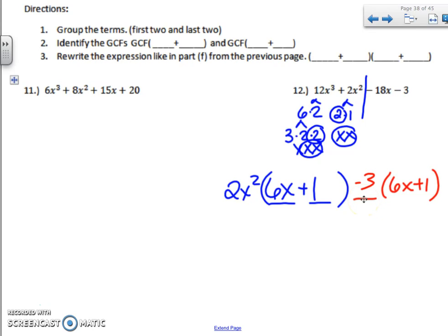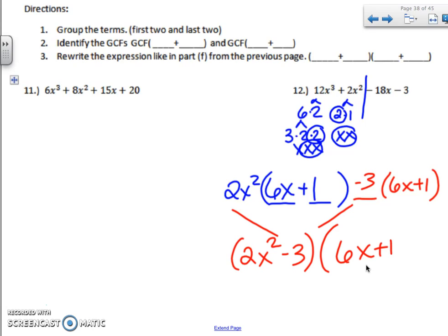And so that checks out, and you can kind of distribute to double check. So negative 3 times 6 is negative 18, and then negative 3 times 1 is negative 3. Okay, so it checks out. So now I'm going to rewrite my terms in a parenthesis. So 2x squared minus 3 is in one parenthesis, and then that 6x plus 1 is in another parenthesis.